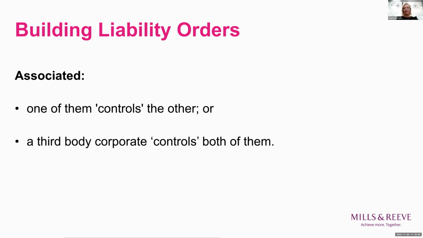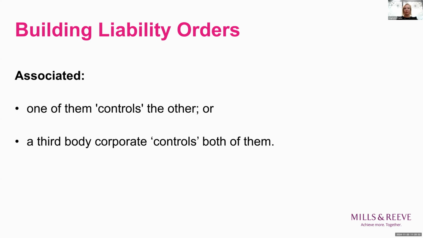Also note that a BLO can be made against a parent company if it is currently associated or has at any time in the relevant period been associated with the subsidiary company. Now, note that this relevant period is any time between the start of the works and the granting of the BLO. So the parent company doesn't even need to be currently associated with the subsidiary. It didn't need to be associated with the subsidiary while the development was ongoing, so long as it was associated at any point after the development began.